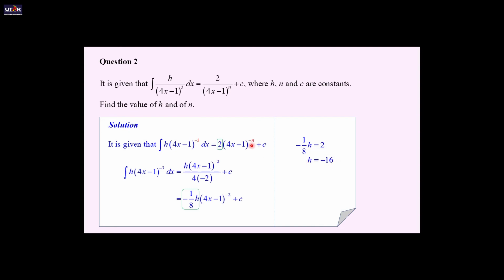By equating the exponent of the bracket, where you will have negative n is equal to negative 2. Therefore, n will equal to 2. So we have obtained the value of h and of n.